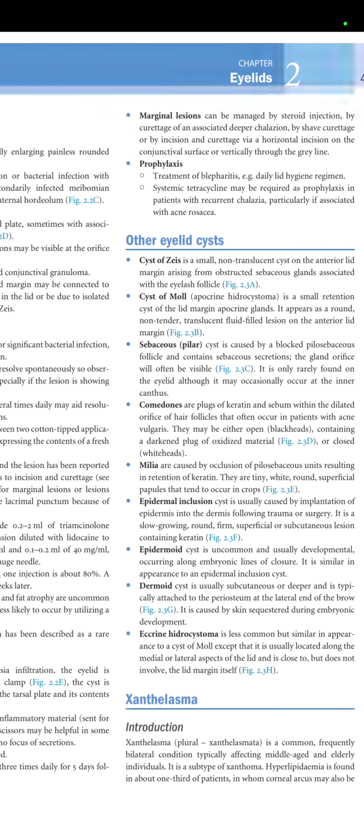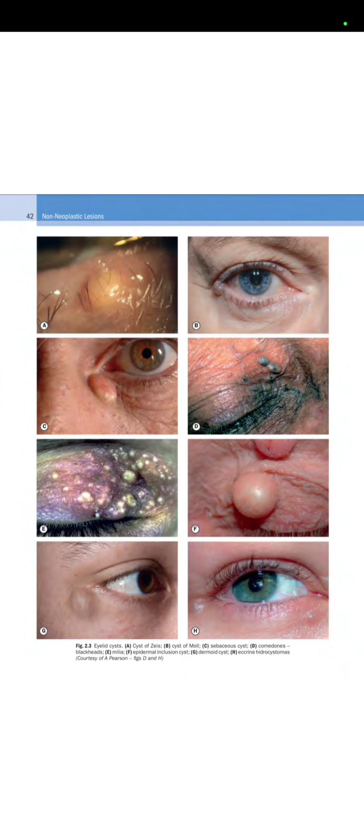Milia is caused by the occlusion of the pilosebaceous unit, resulting in the retention of keratin. So it is an occlusion of the pilosebaceous unit. These are tiny white round superficial papules that tend to occur in crops. So you can see they are whitish, and they tend to occur in crops, like a large amount.